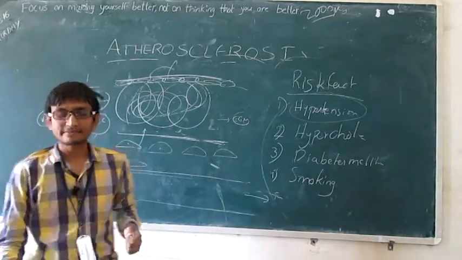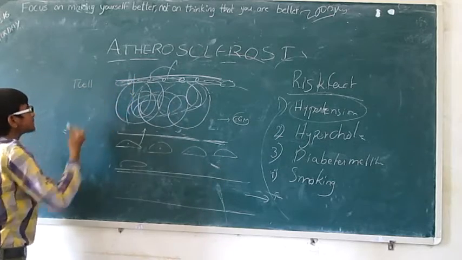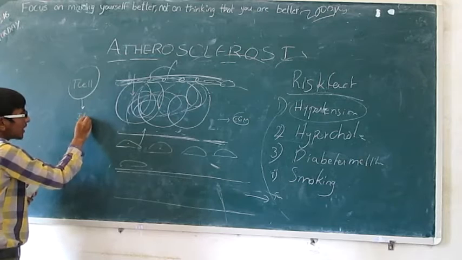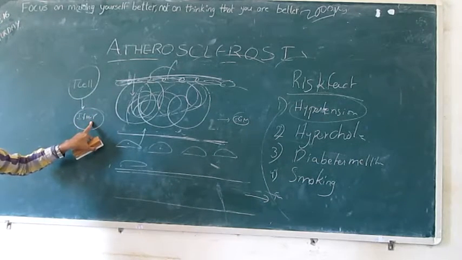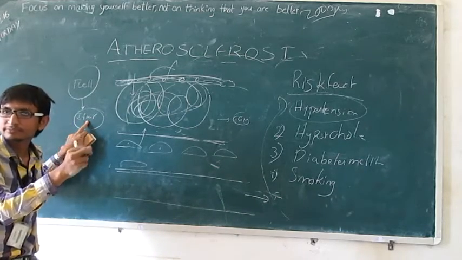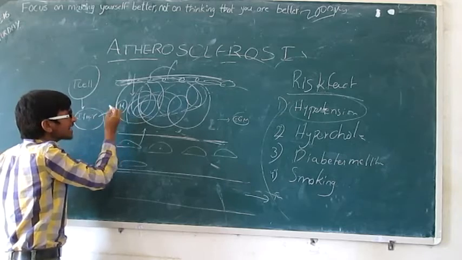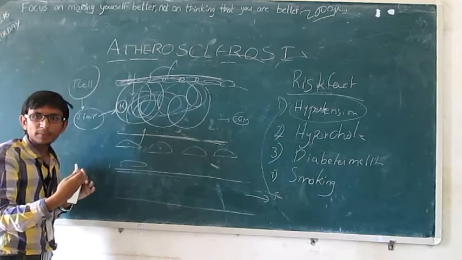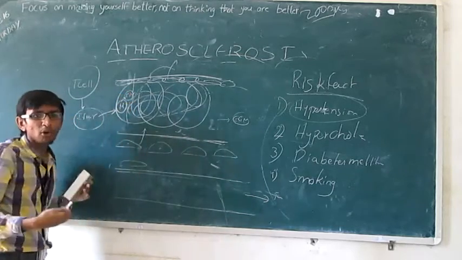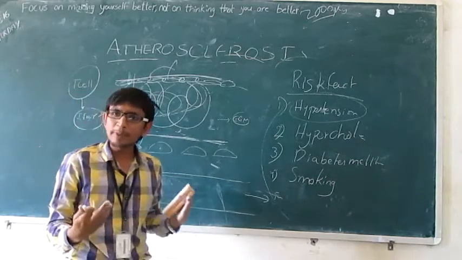Shall I discuss this? It's so simple. This T cell enters your subendothelial space, and these T cells release a special cytokine called interferon gamma. This interferon gamma goes and stimulates your macrophages. For example, here we have macrophages. This interferon gamma goes to your macrophages and makes them activate more and more. Whenever interferon gamma acts on macrophages, these macrophages release free radicals. Whenever more and more free radicals are formed, there is more and more oxidation of LDL, more and more engulfing of LDL, more and more formation of foam cells, more and more formation of lipid core.